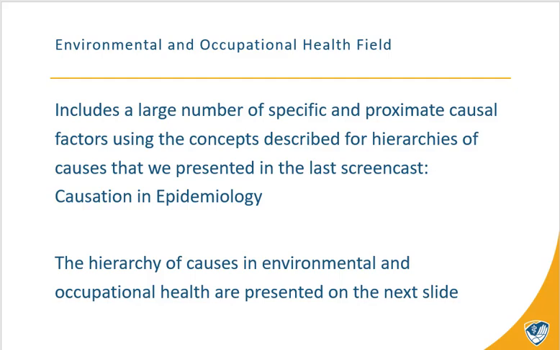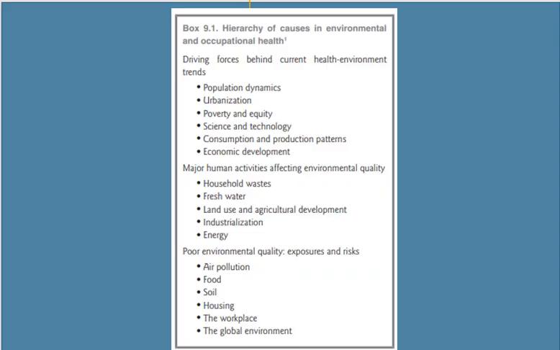The hierarchy of causes in environmental and occupational health are presented on this slide. So there are driving forces behind current health environment trends. How does poverty and equity affect health? Science and technology, economic development, major human activities affect environmental quality. Poor environmental quality, things like air pollution, availability of quality food, housing or lack of housing. How do these things all potentially affect health?